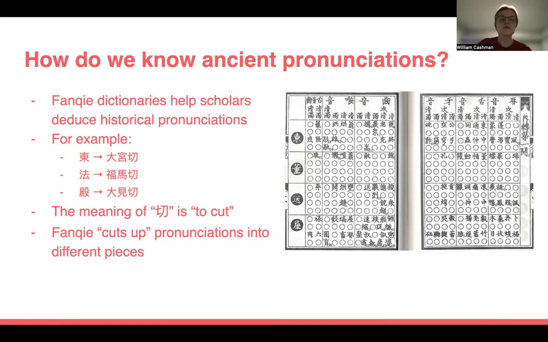So dong, you can say, is 大弓切. 大弓 makes dong. Fa is 伏马切. Fu and ma makes fa. Dian, 大剑切. Da and jian make dian. So the meaning of 切 is to cut, and 反切 cuts up pronunciations into different pieces.